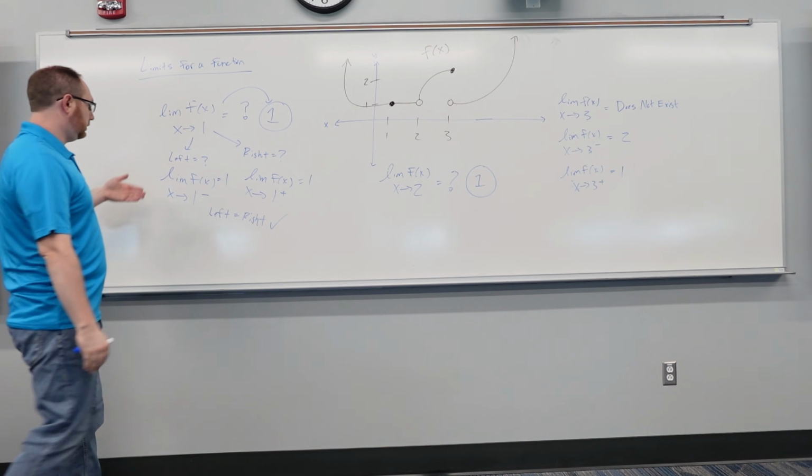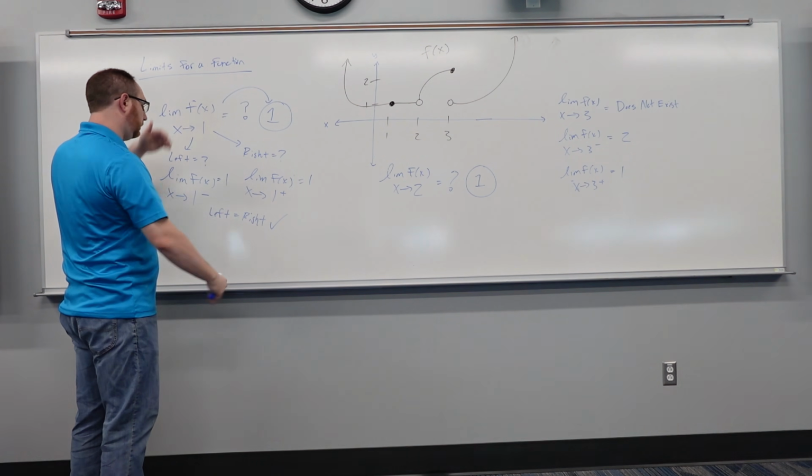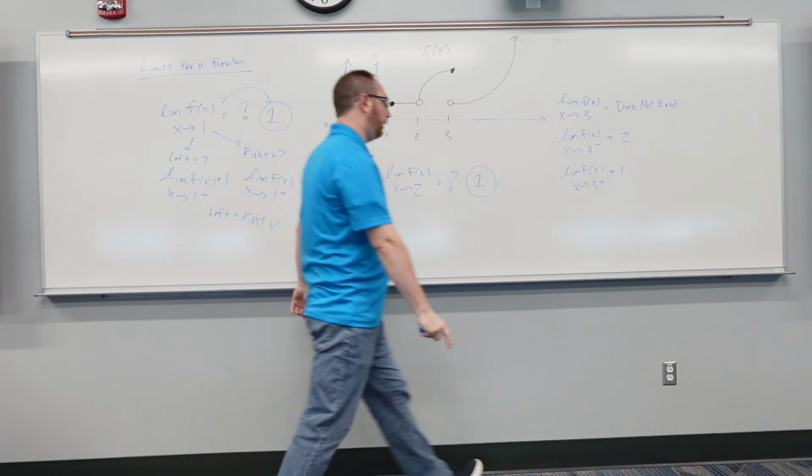So you check that left and right are the same. If they are, you have a limit. If these two do not match up, then you do not have a limit at that point.